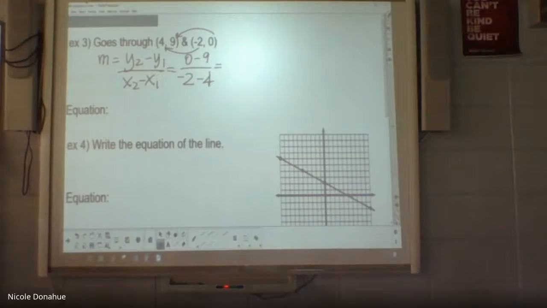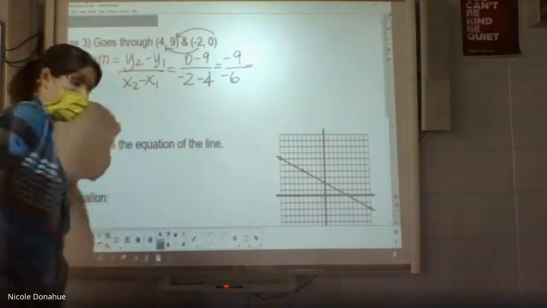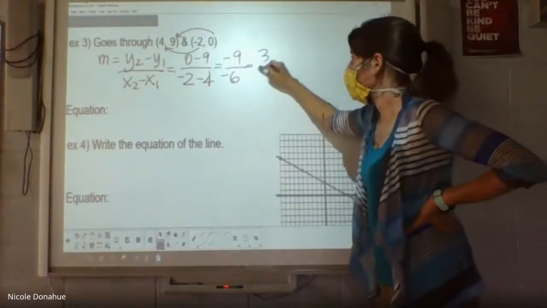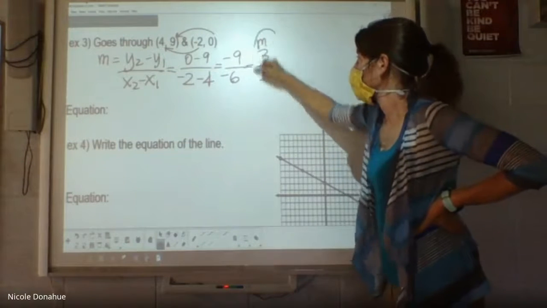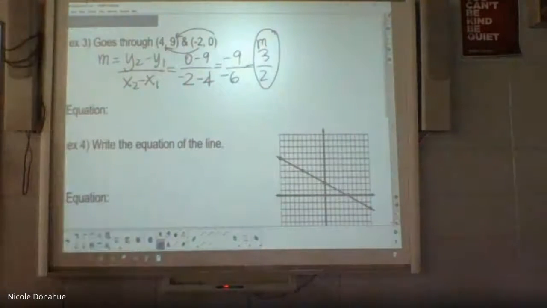So 0 minus 9 is -9. -2 minus 4 is -6. -9 over -6, I can simplify that, divide them both by -3. So I get 3 over 2 is my slope. Positive. Once I have 3 over 2, I found m.